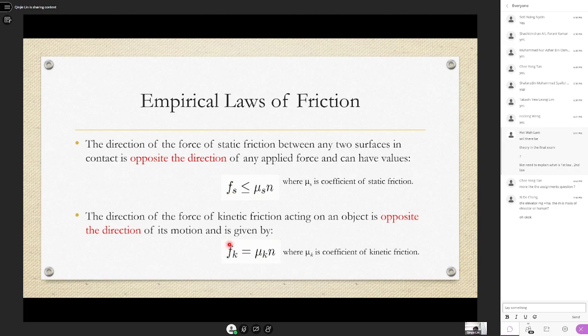Fs and Fk won't exist together. So friction force is either Fs or Fk. When it's moving already, then Fs will disappear already. It's not based on Fs anymore, it will be based on Fk. So it won't be appearing together.